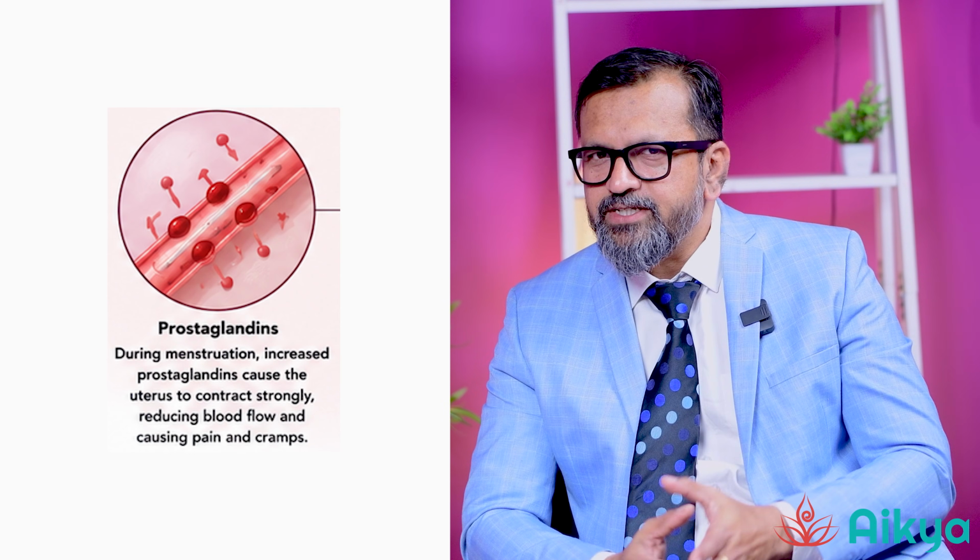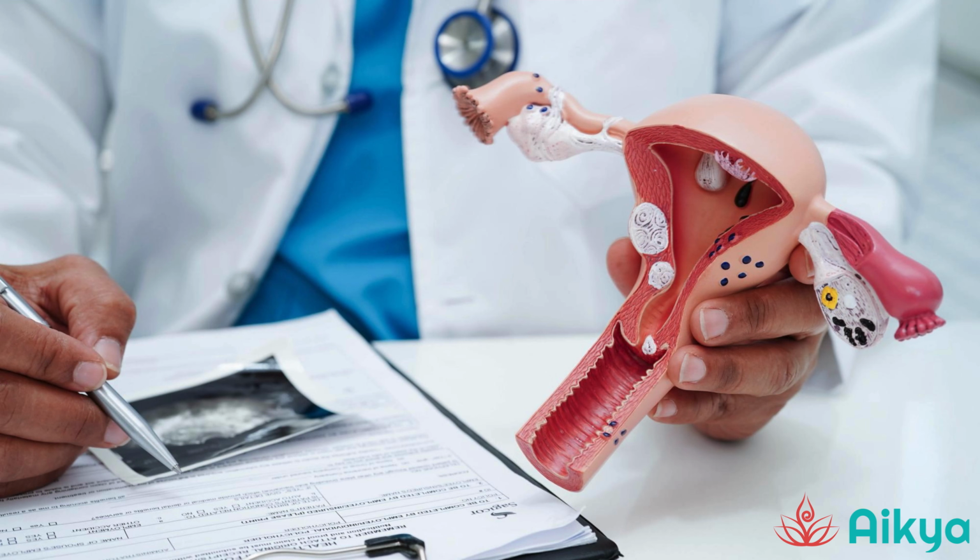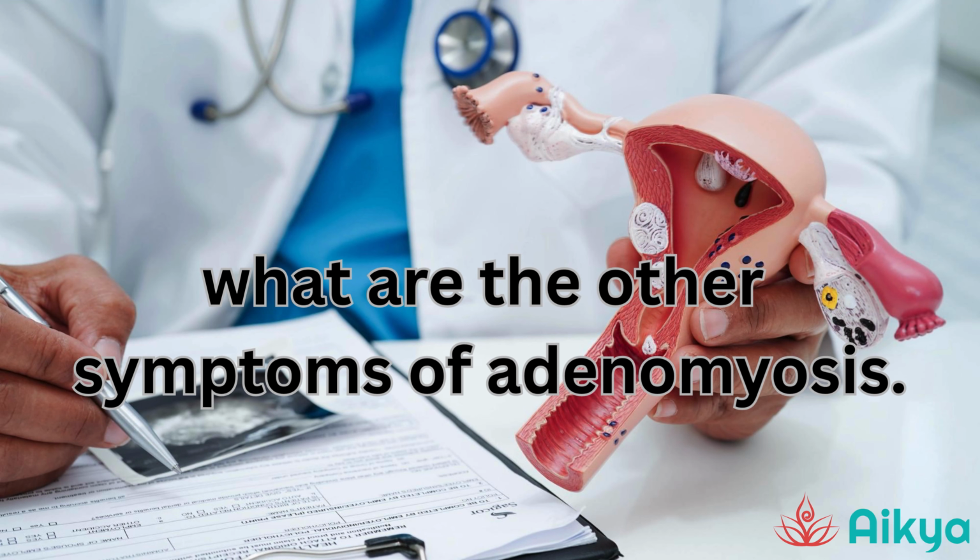This is called triple dysmenorrhea. First, initially it starts during period, then the triple dysmenorrhea comes in, and many a time, as it continues to progress, it will become so debilitating that the patient is in so much pain that they want their uterus to be removed. So, what are the other symptoms of adenomyosis?